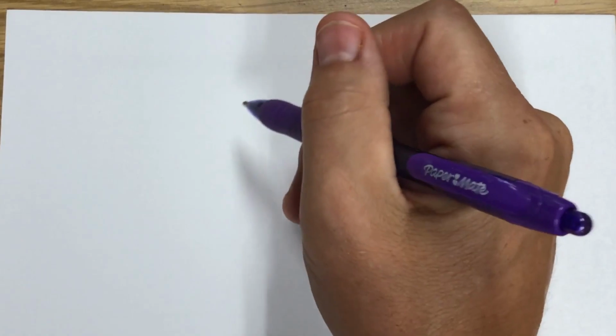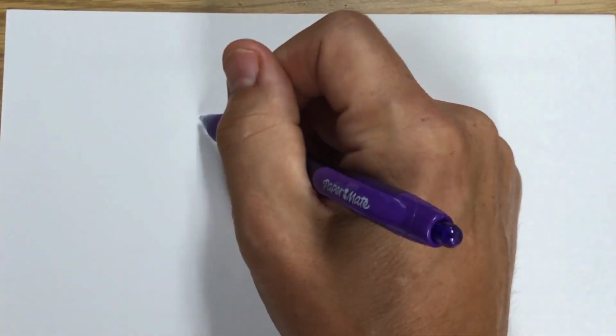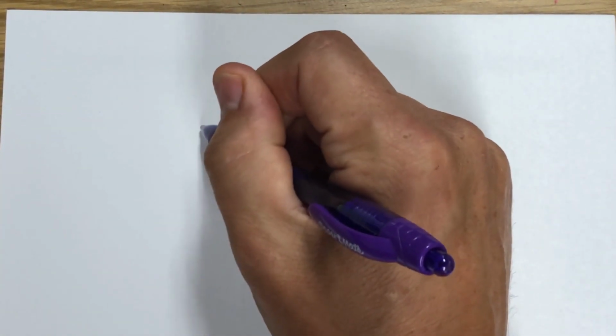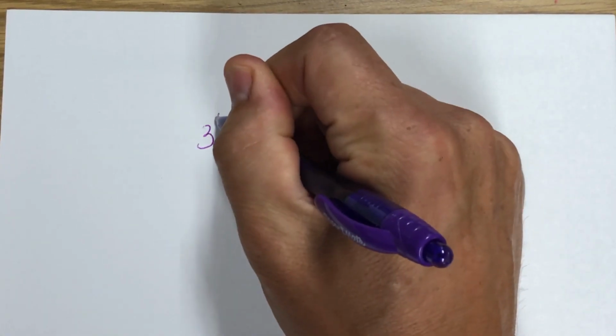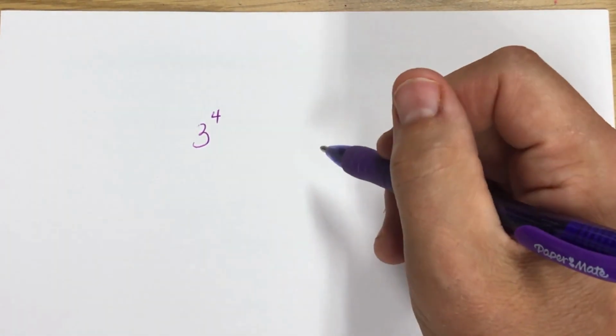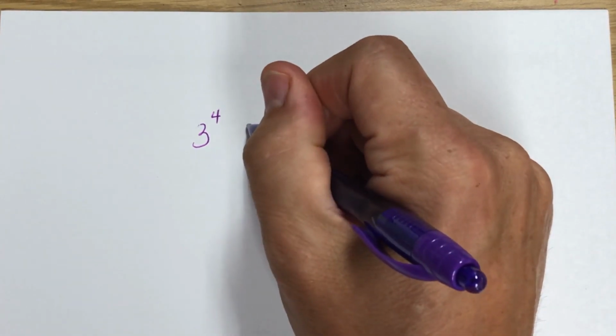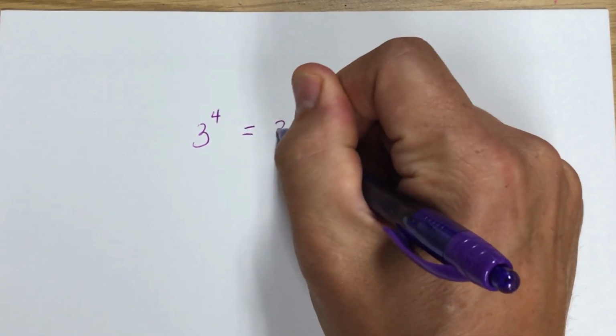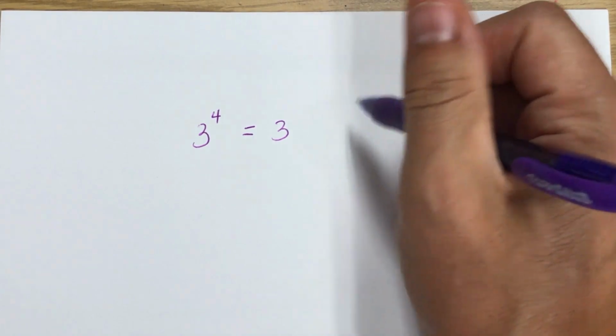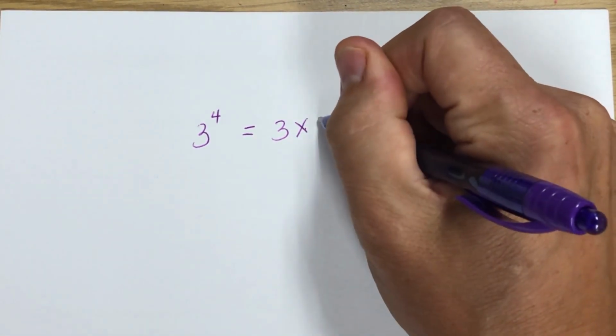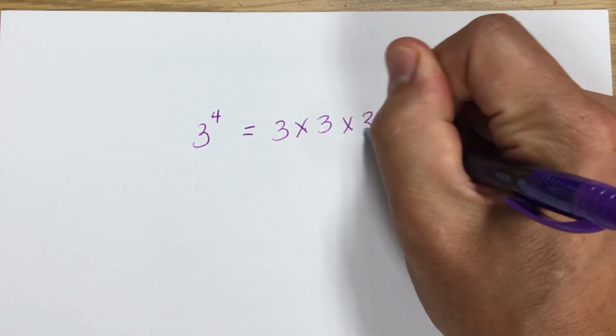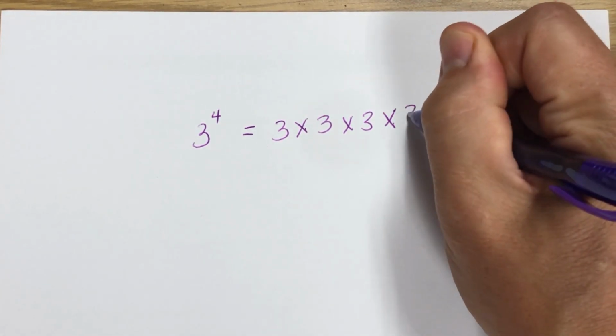Okay, in today's lesson, I introduced the students to exponents and powers of 10. So first, I started off by just explaining what an exponent does. If we take the example of 3 to the 4th power, then what this means is 3 times itself 4 times. So we're going to go 3 times 3 times 3 times 3.